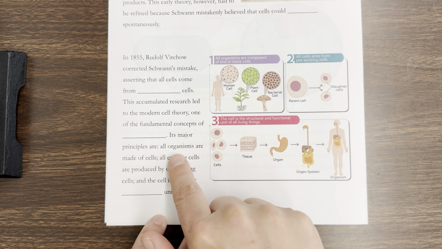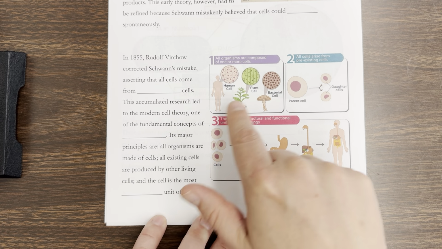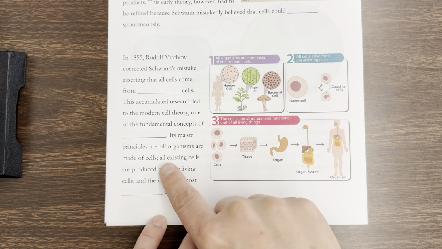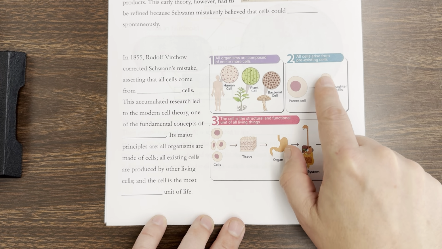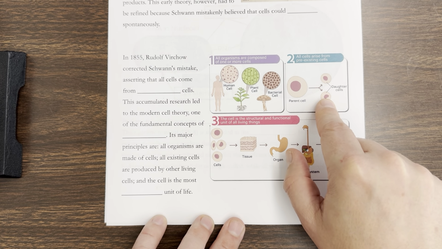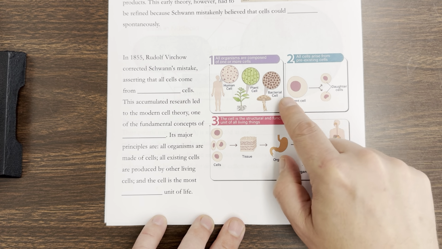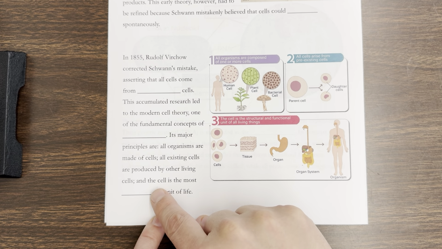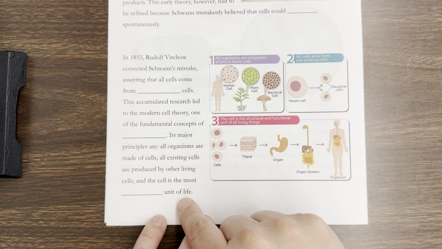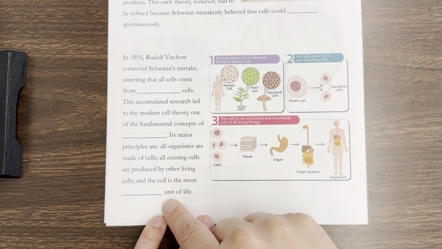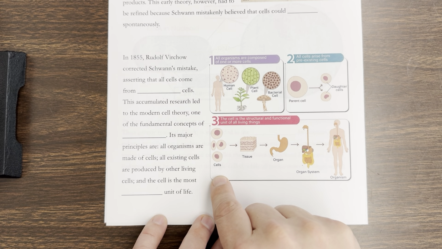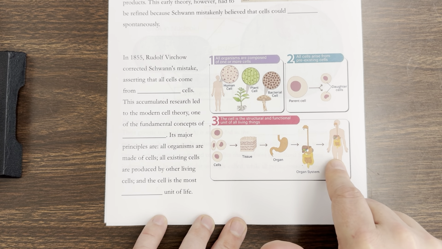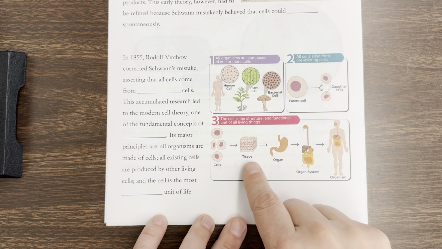Here are the three major principles of the cell theory. All organisms are composed of cells, which we see here. All existing cells are produced by other living cells. We see a parent cell dividing into two daughter cells, increasing the number of cells through division. And the cell is the most basic unit of life. So we go from the most basic cells to more complex forms of life: tissue, organ system, and organisms.